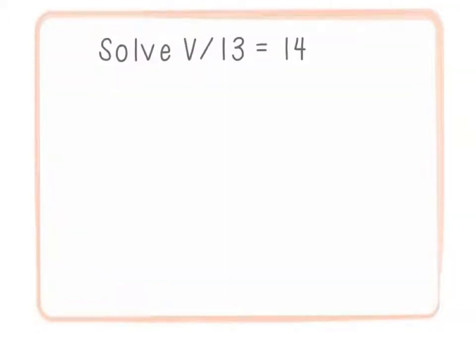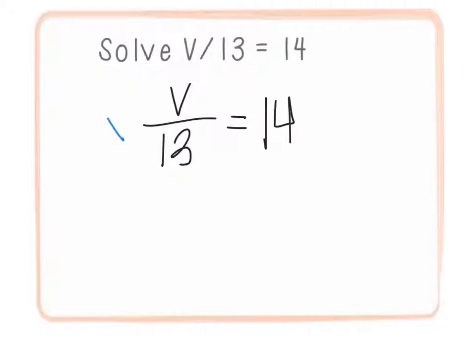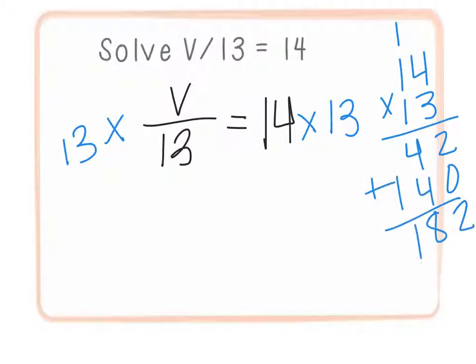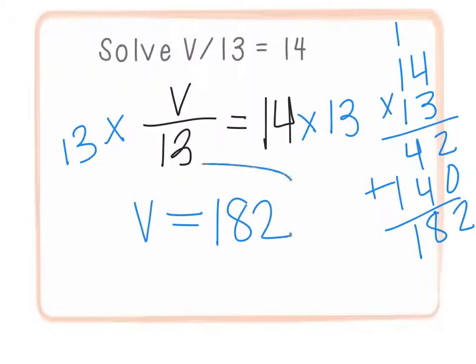Here's another practice problem. We have to solve v divided by 13 equals 14. Again, to rewrite it so it's easier to show your work. I want to get v alone, so I'm going to undo my division and I'm going to multiply by 13. 14 times 13. 3 times 4 is 12. 3 times 1 is 3, plus 1 is 4. Placeholder. 1 times 4 is 4. 1 times 1 is 1. I need to add them. 2, 8, 1. My v should equal 182. That is my solution.